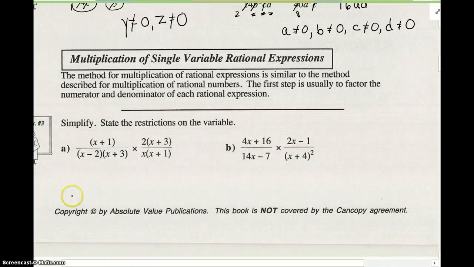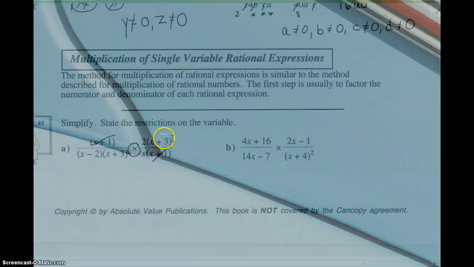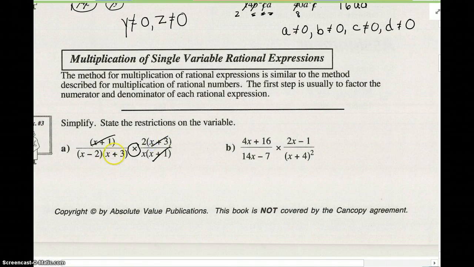What do I have here? I have an x plus 1. Now remember, I can do this because this is multiplication. I can cancel out this x plus 1. I have an x plus 3. I have an x plus 3. What am I left with? On top, I'm left with a 2, and on the bottom, I am left with an x out front and an x minus 2. So that x that I just took here, I just put it out front.